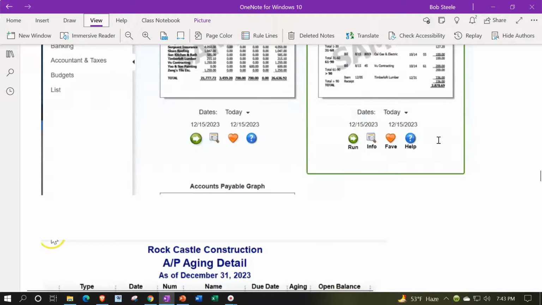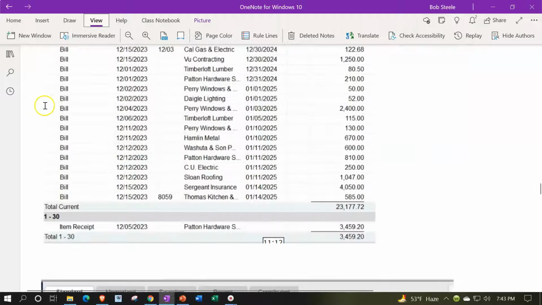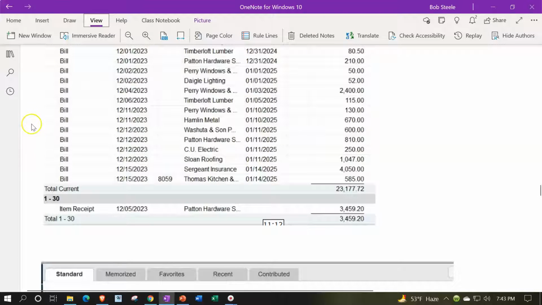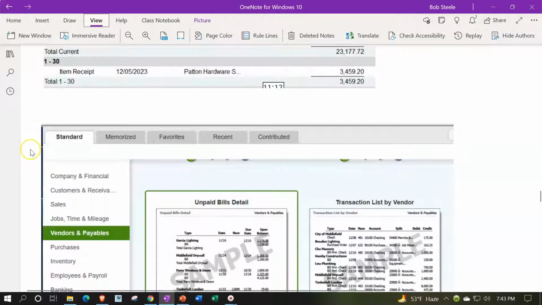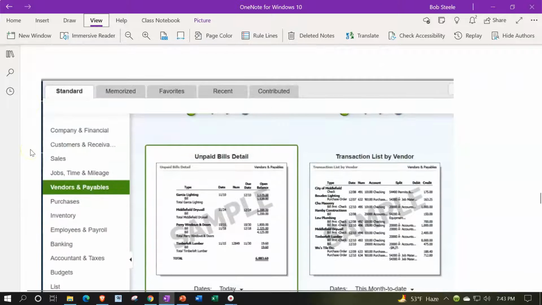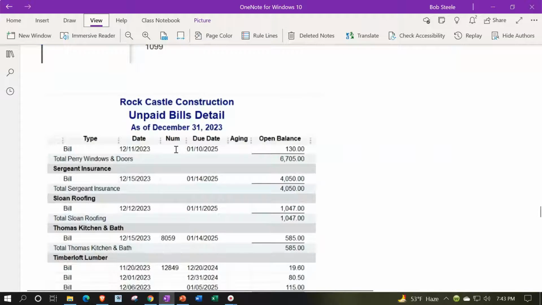Then we have the AP aging detail, breaking this information out. Now we've got the bills on the type. Here's the 1 to 30, with the bills being the current area up top. Now we've got the standard in terms of the report center. We're looking at the unpaid bills detail. So now we've got the information in a report of the bills that have not yet been paid.